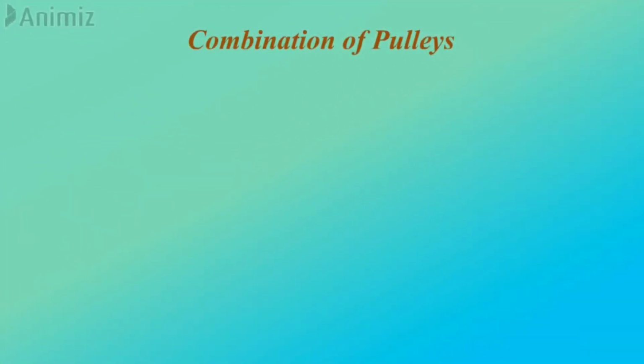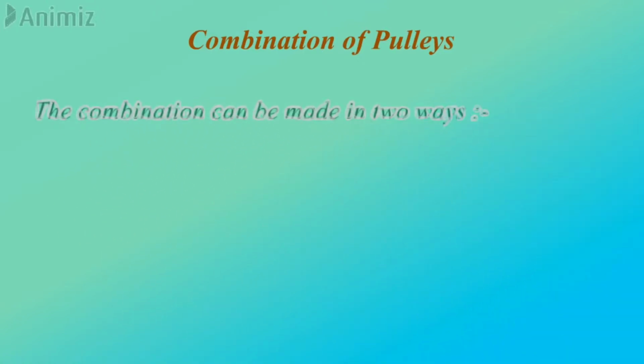Students, let's discuss the combination of pulleys. Previously, we discussed the single fixed pulley and the single movable pulley. Their maximum MA is 2. But to lift a heavy load, we require an MA greater than 2. For that purpose, we require a combination of pulleys.